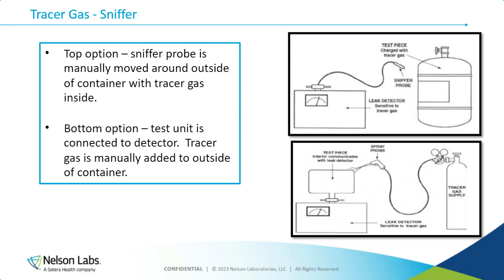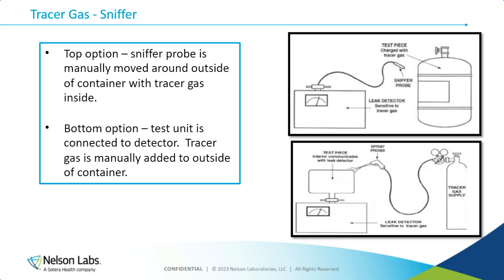Then there's this tracer gas sniffer, and again, this one has a couple options. So in the top option here, the tracer gas is inside the container, and I'm just taking a sniffer probe attached to a detector, moving it manually across all the surfaces and trying to see if I see an increase in gas concentration, indicating that there's a leak and that gas is coming out of the container. This option is kind of nice because I can sometimes get a rough idea of where a leak is. But again, very technique dependent based on how far away the detector or the sniffer probe is, and how quickly it's moved across the surfaces and how accurately all the surfaces are covered.